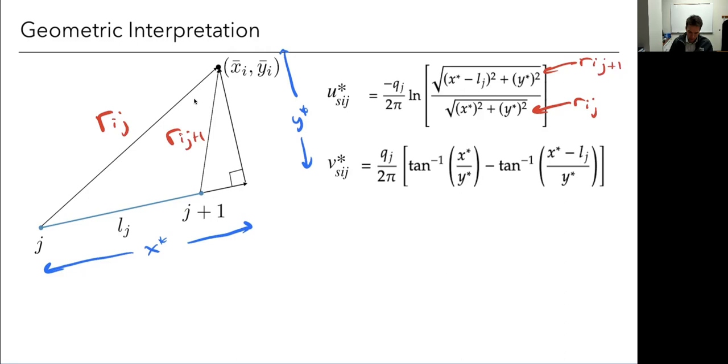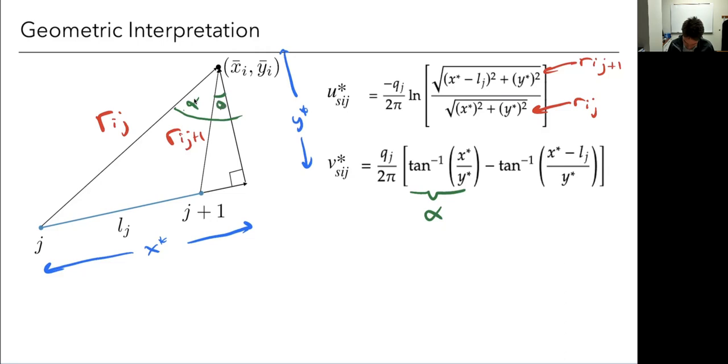We've got the arctangent of x star over y star. This is x star, this is y star. So the tangent of this angle here is x star over y star, so the arctangent is this angle here, which I'll just call alpha. This one, the tangent of (x star minus L) over y star is this angle. So the arctangent is just the angle, which let's call theta.